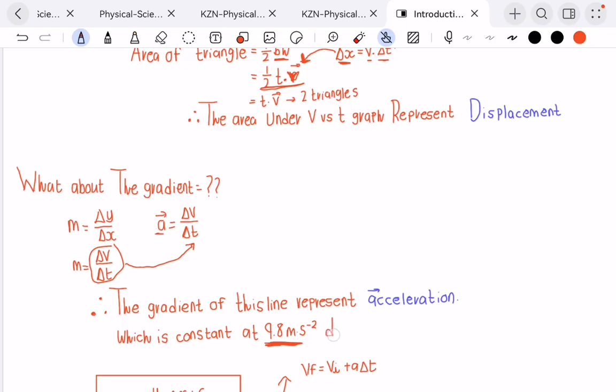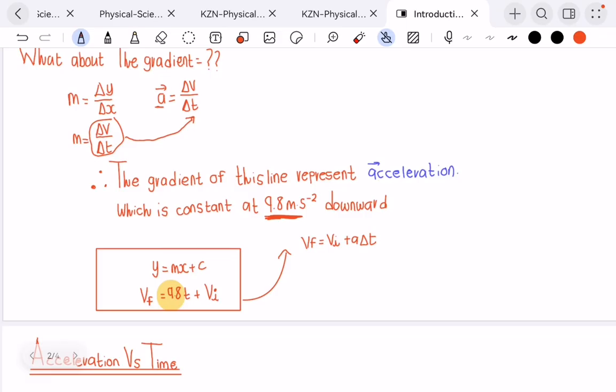Don't forget to say downwards. You always have to indicate direction. Always, once you have velocity and acceleration, always note your direction, right? So we know that the equation for a straight line is y equals mx plus c, and then we can just substitute our values and find the equation of this line that we have.